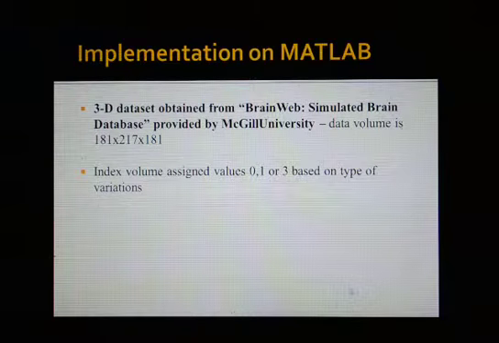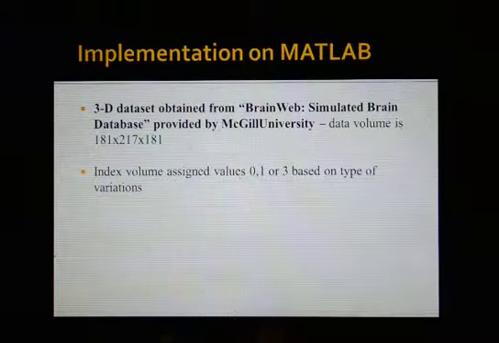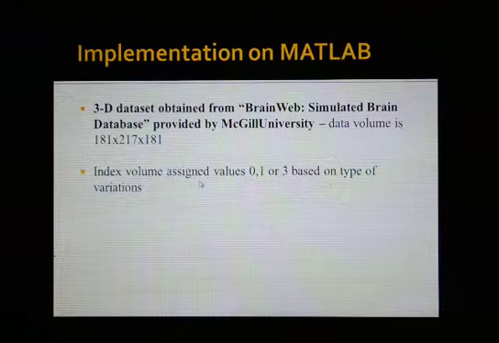Now we will study the implementation of this project on MATLAB 2009. For the purpose of this project, we have obtained the 3D dataset from the BrainWeb Simulated Brain Database provided by McGill University. The data volume of this dataset is 181 by 217 by 181. Now, the 3D dataset requires some index volume to be assigned to identify the type of interpolation which is required. The index volume can be generated along the coordinate axis by taking a slice along each of the three axes.